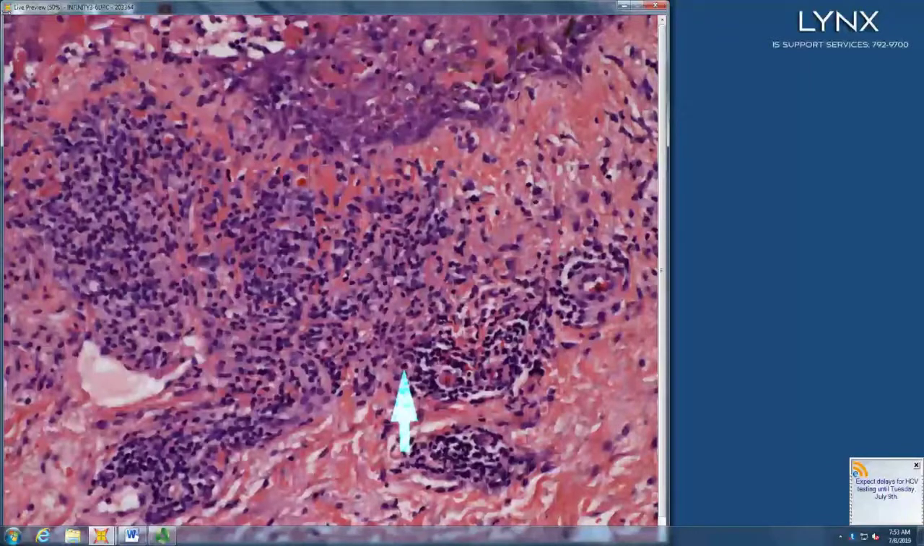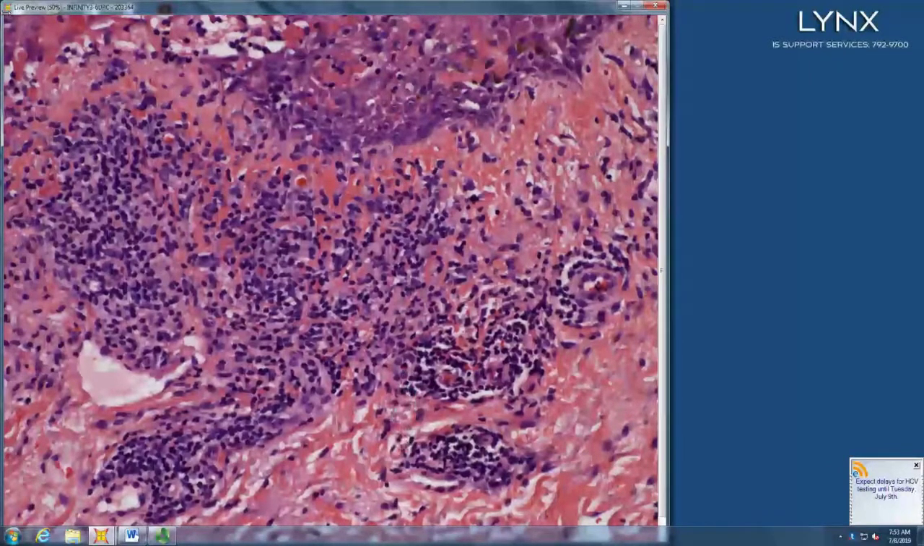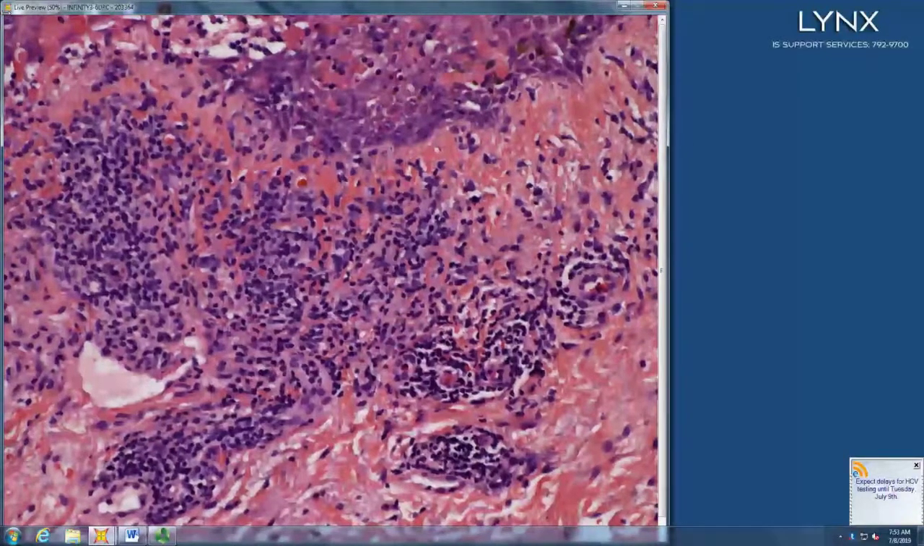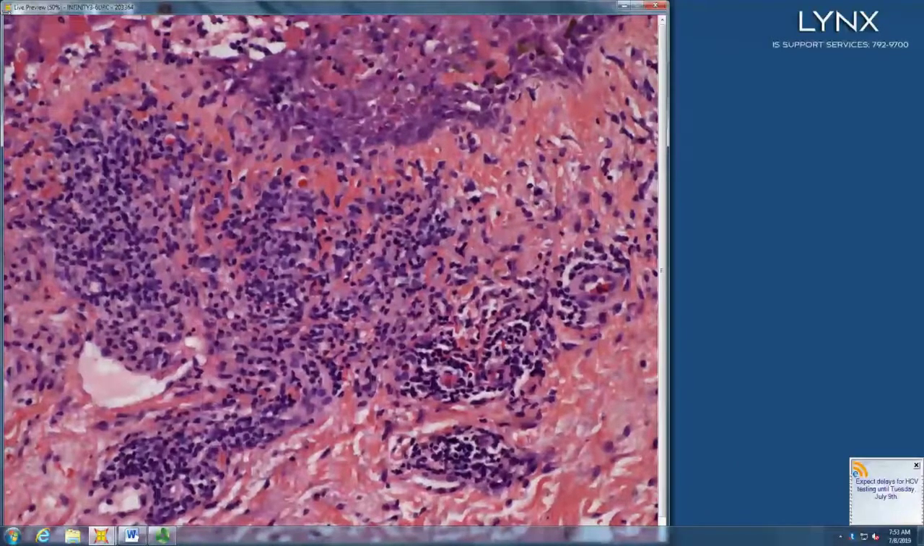And what else is in this lichenoid interface dermatitis? Yeah, some EOs. So you have some EOs, and you have parakeratosis. So could be lichenoid drug, could be benign lichenoid keratosis. Probably not lichen planus with the presence of both EOs and parakeratosis. Good.